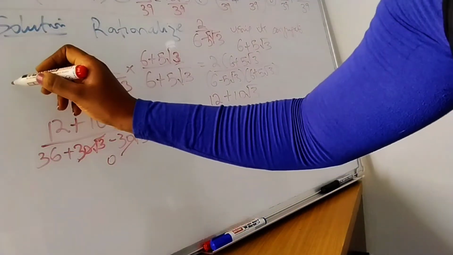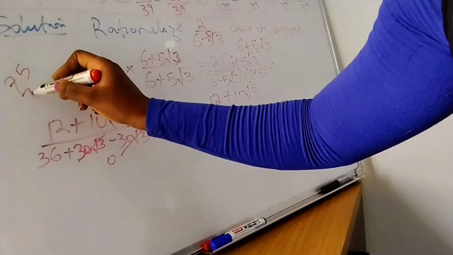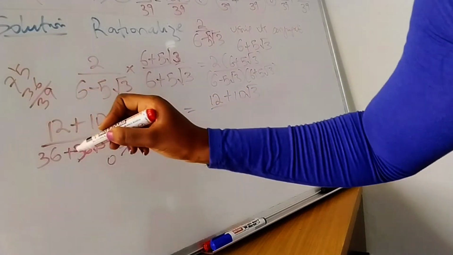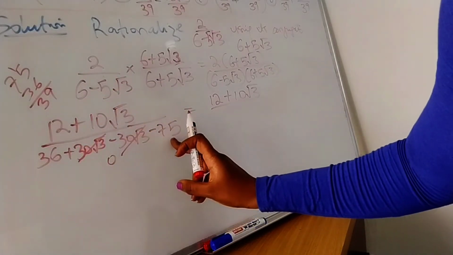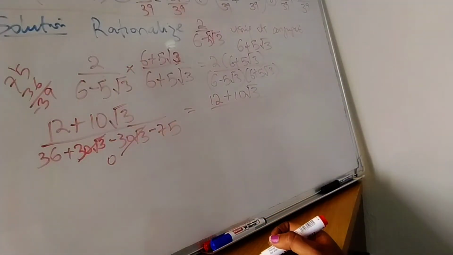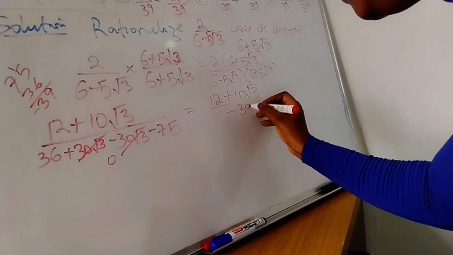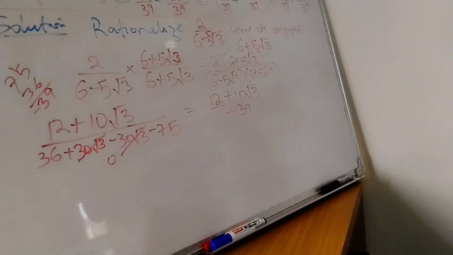How do we do that? We'll subtract 75 minus 36, giving us 39. So because it's minus 75, our answer will be minus 39. So we have our answer here.